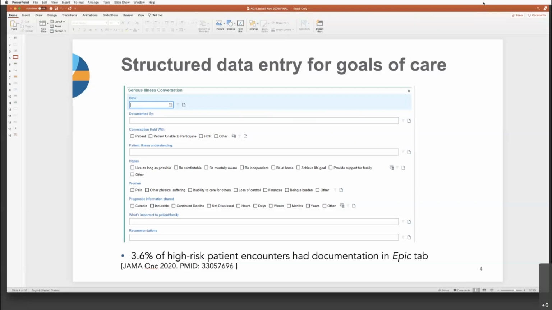The second barrier is that clinicians don't use these tabs. Even though we can ask them to put their goals of care documentation in this specific structured data field, they tend to forget it, or they don't do it for various reasons. And there was a recent study published in JAMA Oncology that showed that at Penn, less than 4%, a minority of patients with advanced cancer had anything documented in their Epic tab.